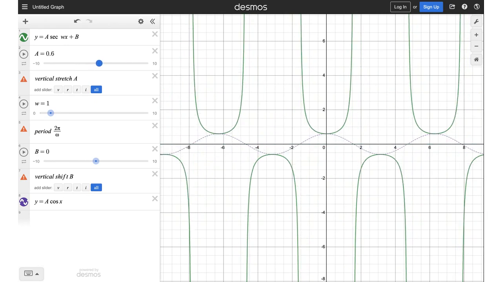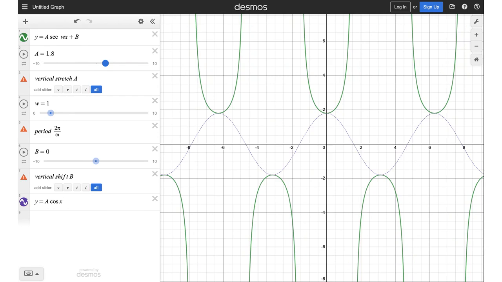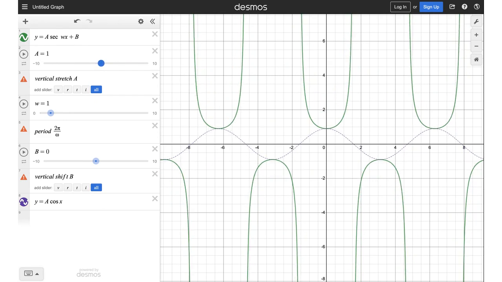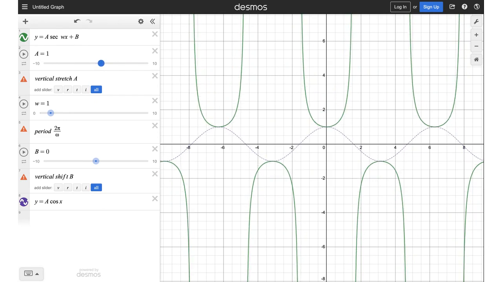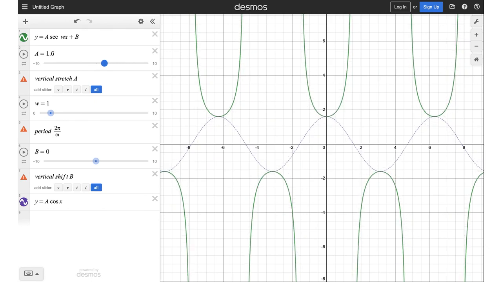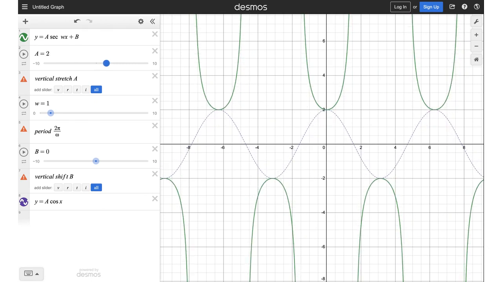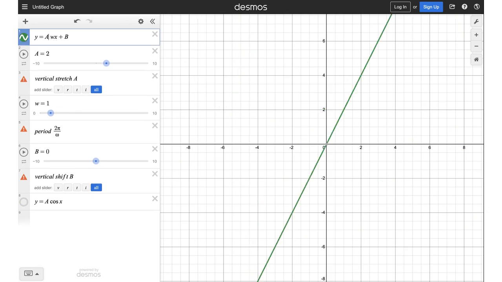They also change to being closer or farther from the center, which means they also are changing to being closer or farther from each other, depending upon the value of a. That changes the range. So if I use a equals 2, this is 2 times secant x. My range, instead of being negative infinity to negative 1 and 1 to infinity, is now negative infinity to negative 2 and positive 2 to infinity. So, a vertical stretch.